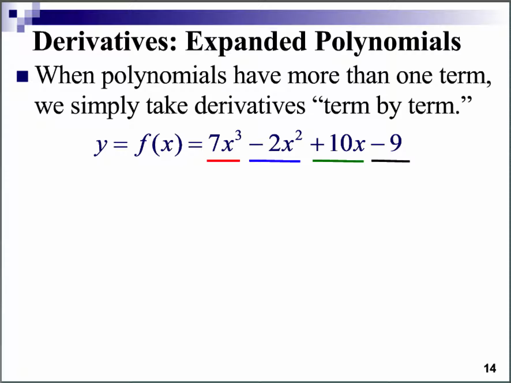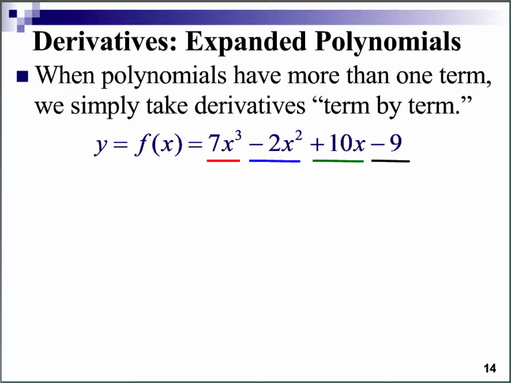The last three examples that we just looked at were polynomials that were relatively simple. In fact, they each had just one term each. When your polynomial has more than one term, the process for finding the derivative is relatively straightforward. All we do is take the derivatives one term at a time, or we sometimes say take the derivatives term by term.